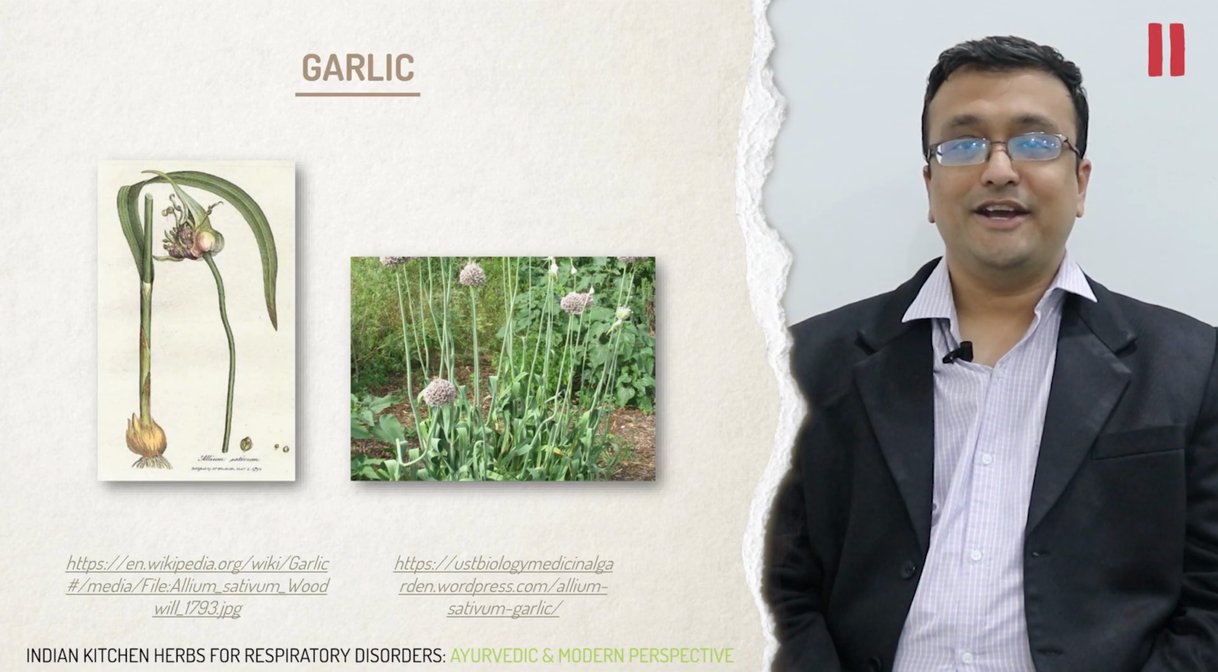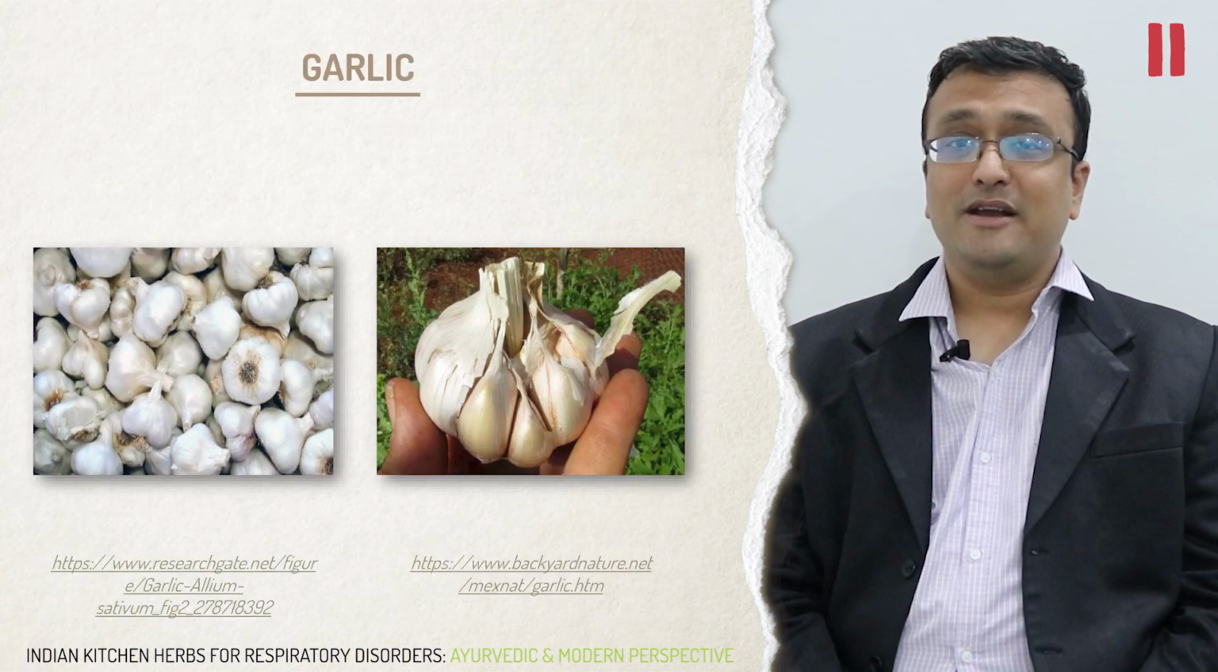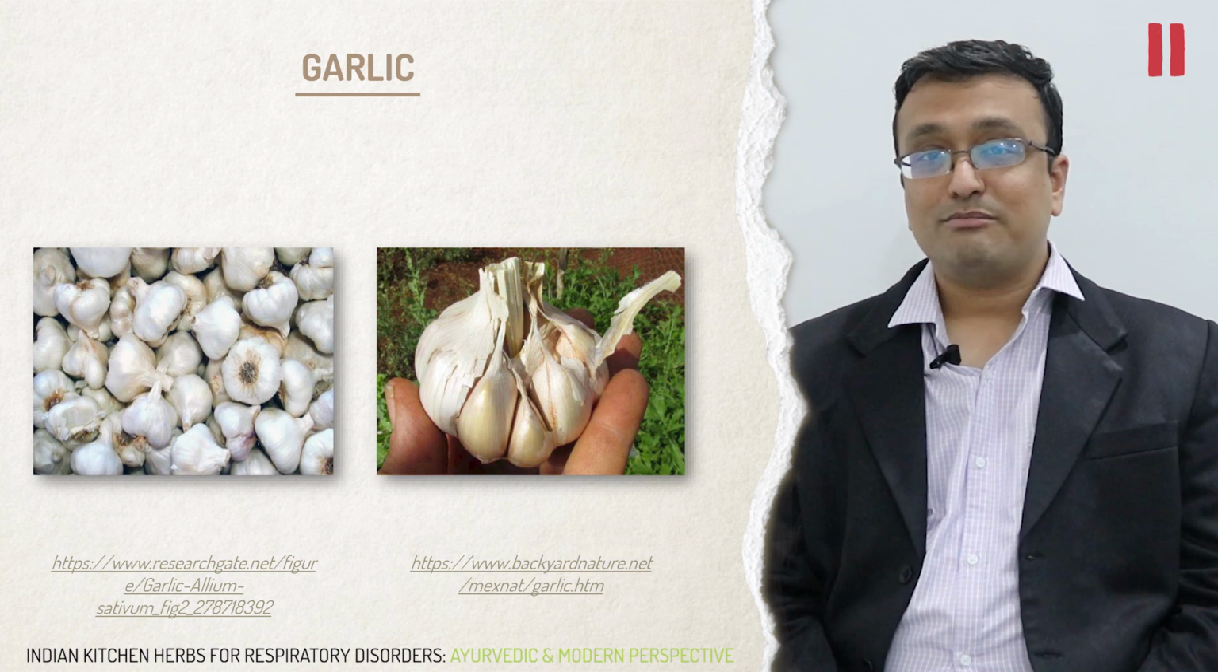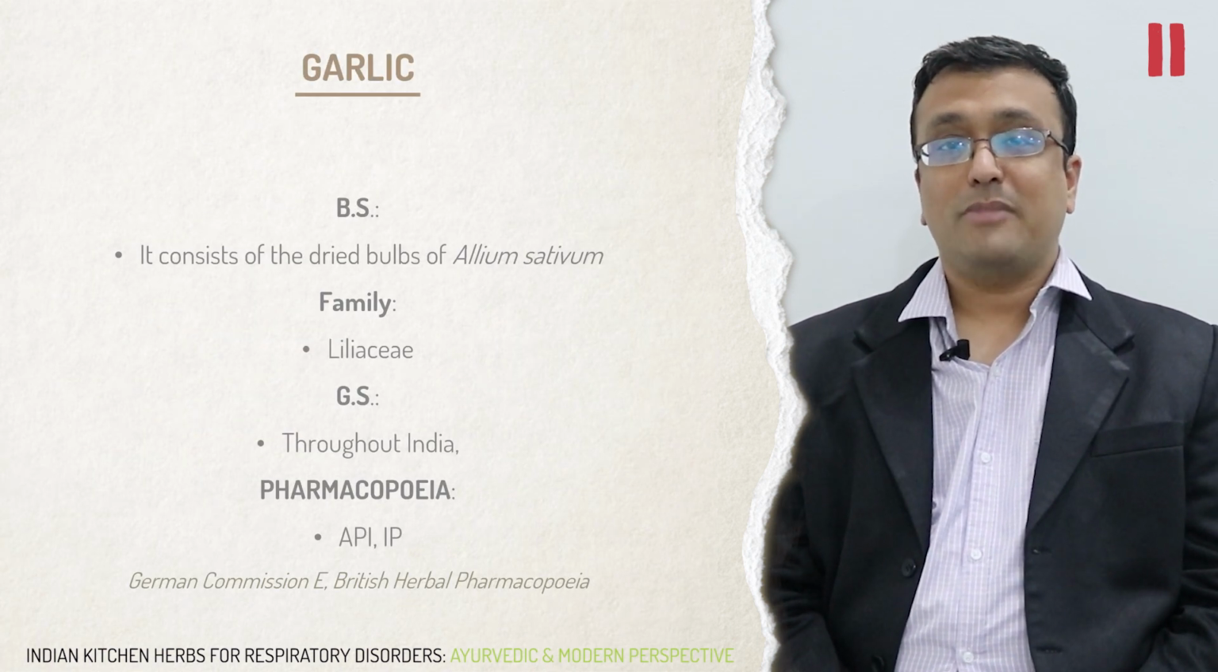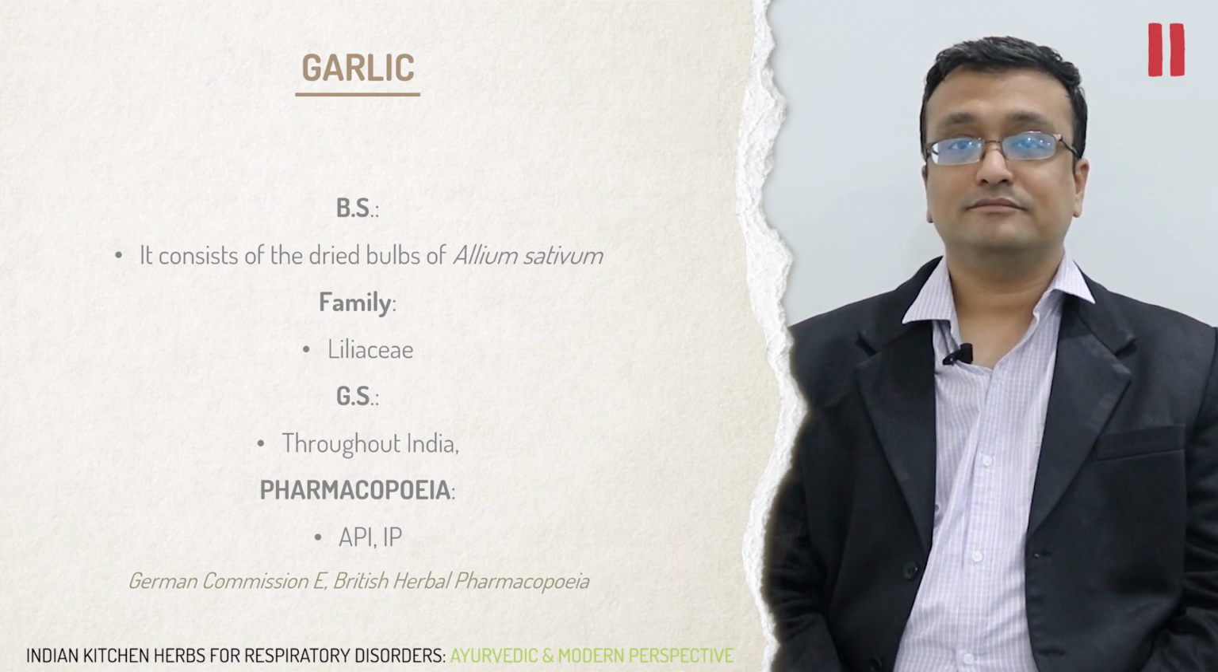The herb in line is garlic. A strong, foul-smelling herb, but a very important member of our kitchen. Garlic consists of dried bulbs of Allium sativum.